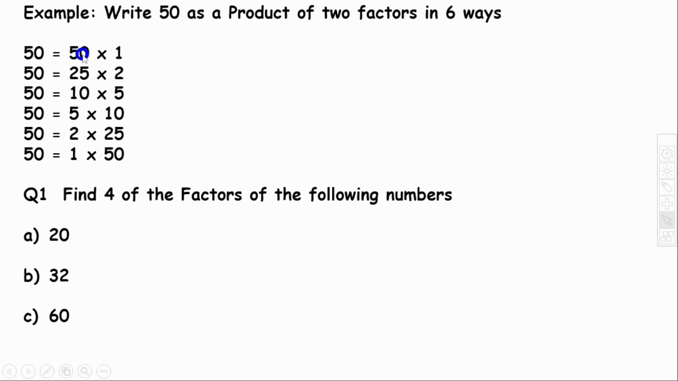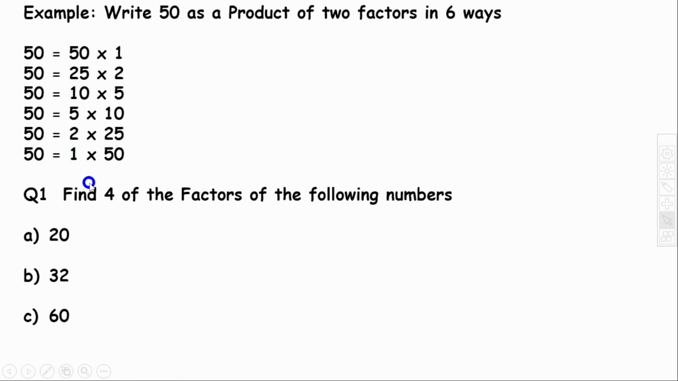50 times 1 gives us 50. 25 times 2 gives us 50. 10 times 5 gives us 50. 5 times 10 gives us 50. 2 times 25 gives us 50. 1 times 50 gives us 50. What that means is this is the product of two factors giving us 50. What it means is that all these numbers here are factors of 50. 50, 25, 10, 5, 2, 1 are all factors of 50.